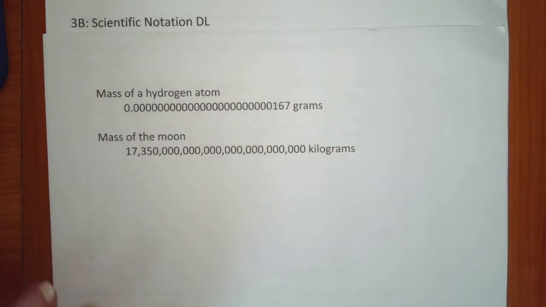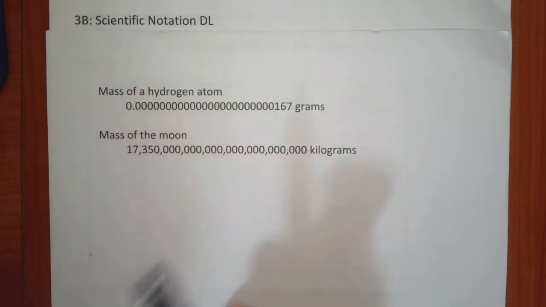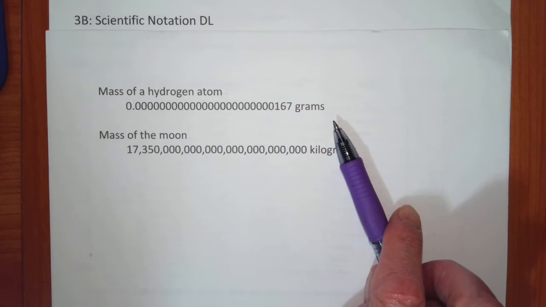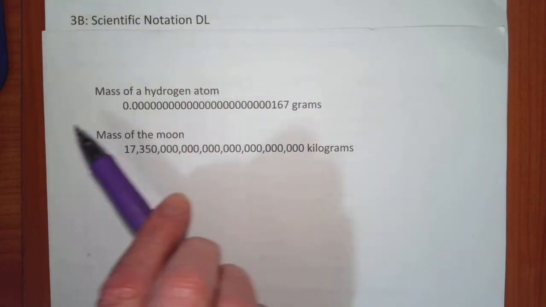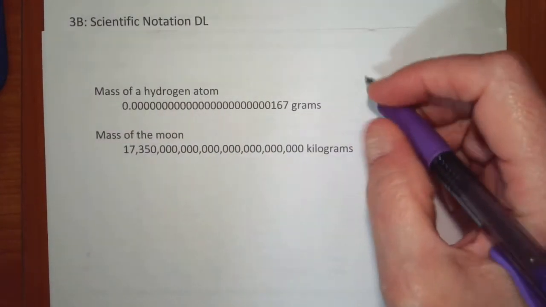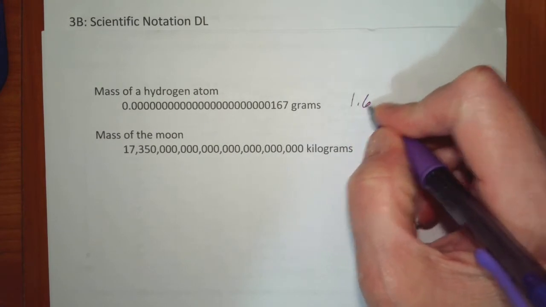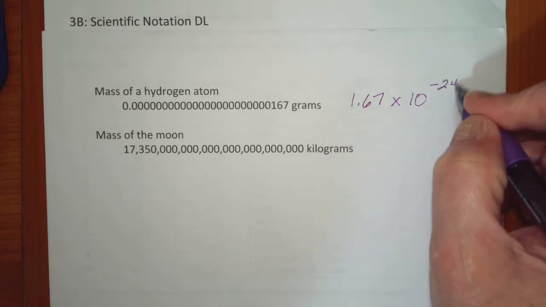This is the mass of a hydrogen atom in grams. In essence it's weight, but scientifically it's called mass. If I'm dealing with the mass of a hydrogen atom, how easy would it be to write it out each time, to drop a zero, or to write it wrong, or just get tired of it? This can also be written as 1.67 times 10 to the negative 24.